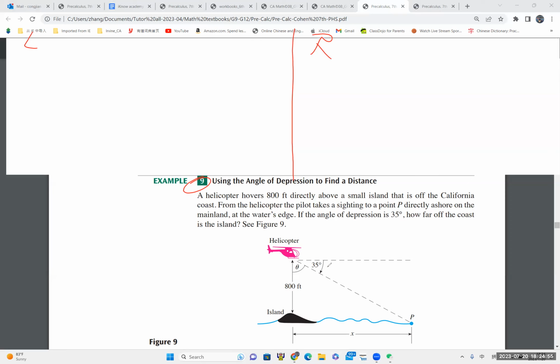Here it just gives us the idea of what the depression angle means, right? Or just called depression. If you get an answer, just write it on the screen.